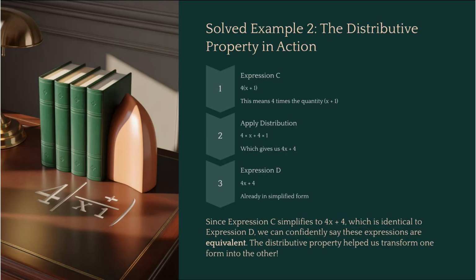Next, let's use the distributive property to check. Expression C is 4 times the quantity x plus 1. Expression D is 4x plus 4. To simplify C, we distribute the 4. 4 times x is 4x, and 4 times 1 is 4. So expression C simplifies to 4x plus 4. Since that is identical to expression D, we conclude they are equivalent. You can see how the property itself is the tool that generates the equivalent expression.